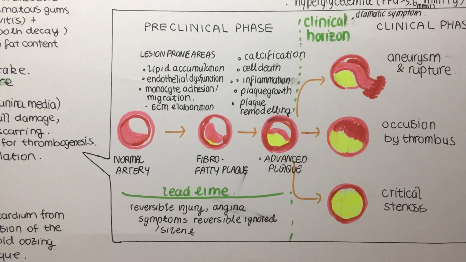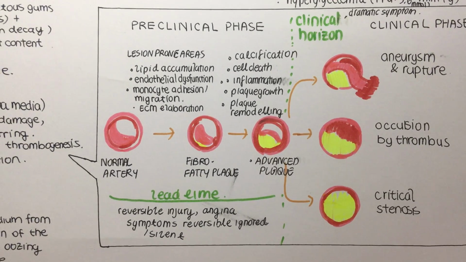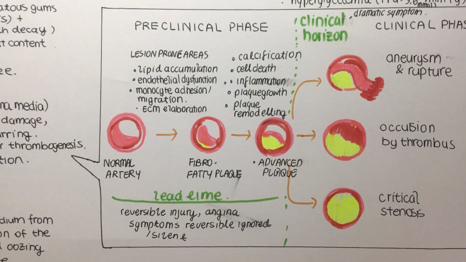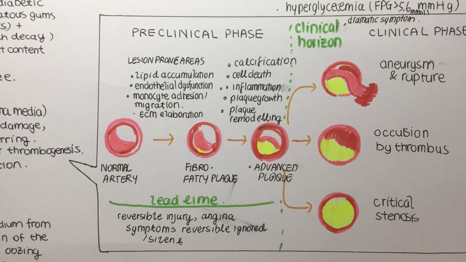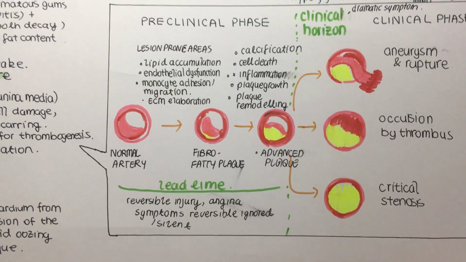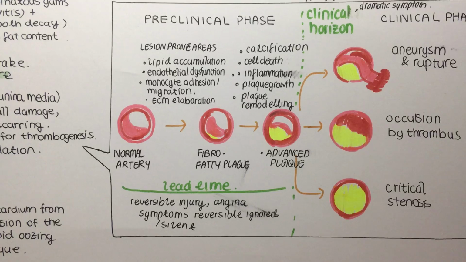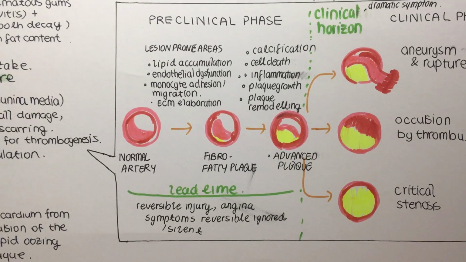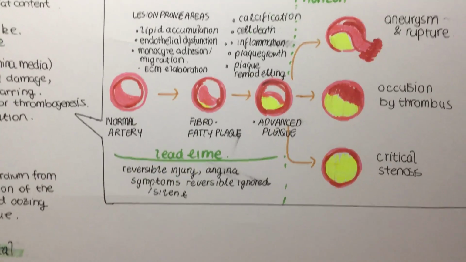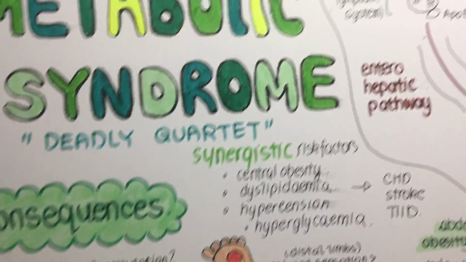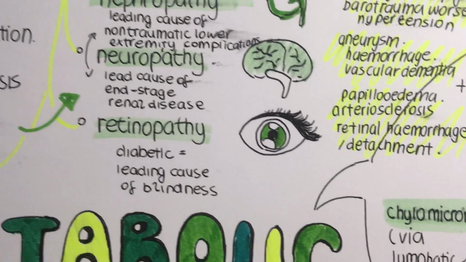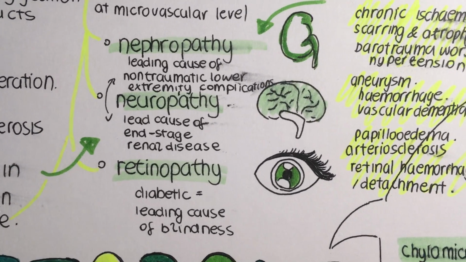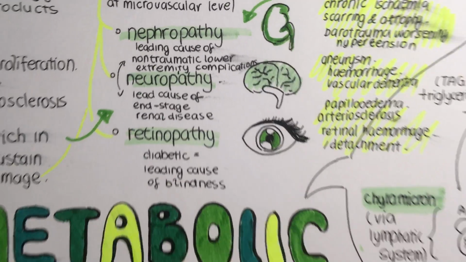If you don't intervene at this stage, then the advanced plaque can rupture and cause an aneurysm, you can occlude by thrombosis, or you can have critical stenosis. And when this happens, we see all these conditions such as retinopathy, neuropathy, and nephropathy happen.